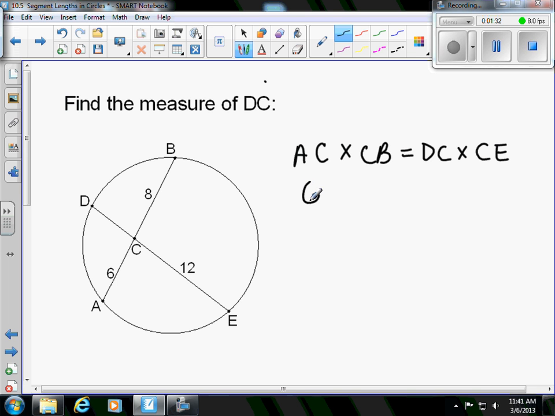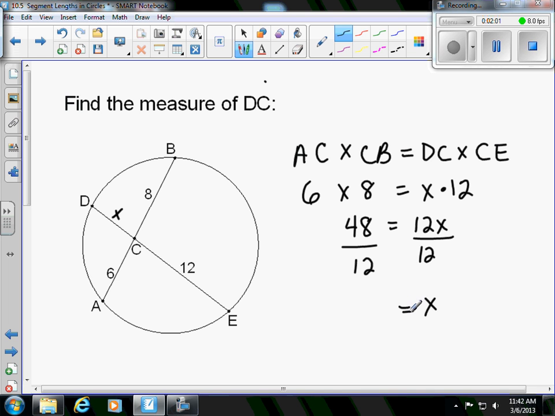The length of AC is 6, CB is 8. We don't know what DC is, so let's just call it X. So that's equal to X times, I'll use a dot for times, CE. And CE is 12. Well, 6 times 8 is 48. X times 12 is 12x. Solve it by dividing each side by 12, and you get that X is 4. So the measure of DC is 4.